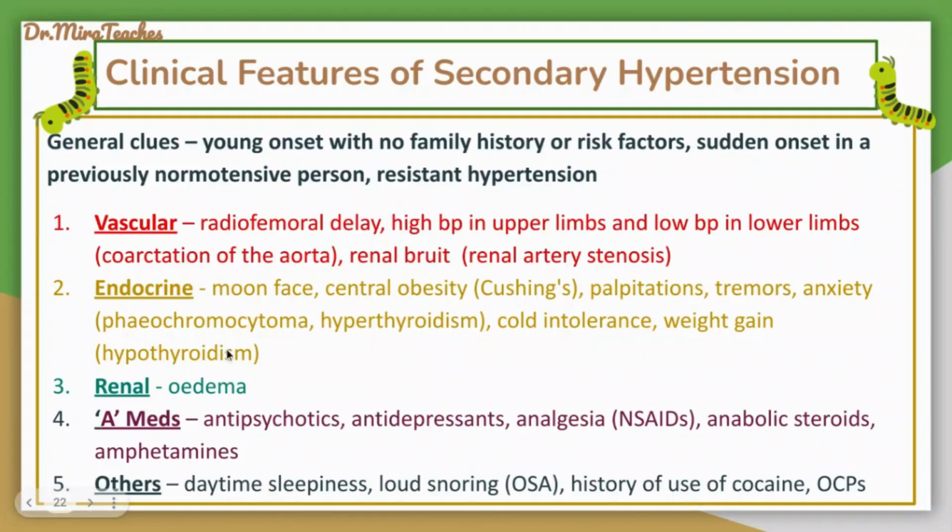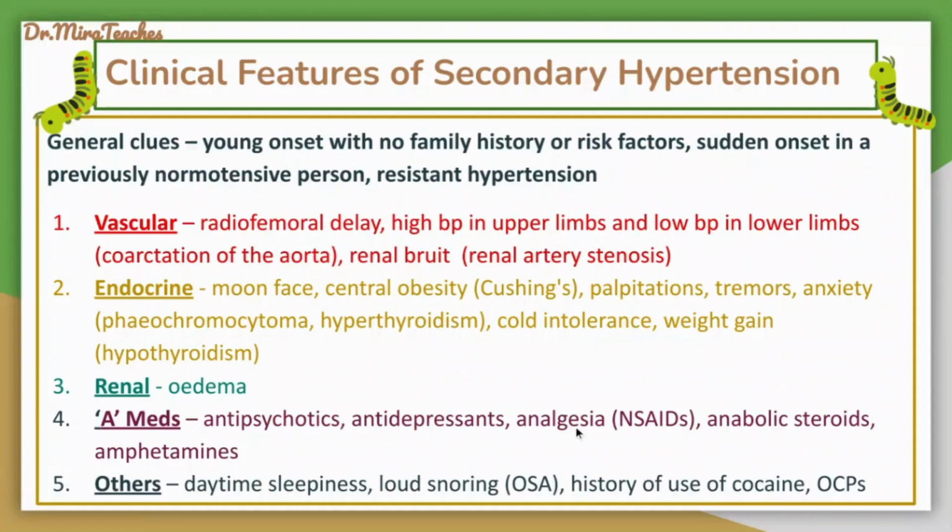All right. Then for renal, you may have chronic kidney disease, bilateral pitting edema, you can even have anasarca. Then for medications that start with the letter A, in your history you want to find out: is the patient on antipsychotics, is the patient on antidepressants, because some antipsychotics and some antidepressants can actually give patients a high BP.